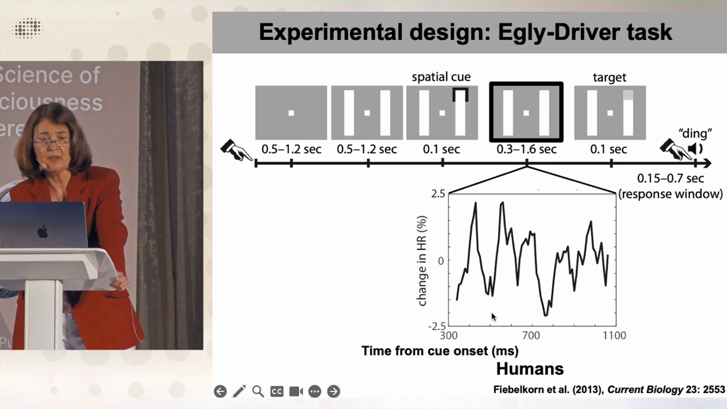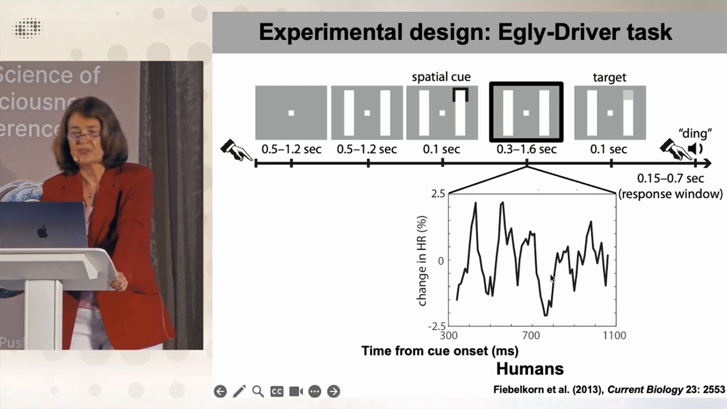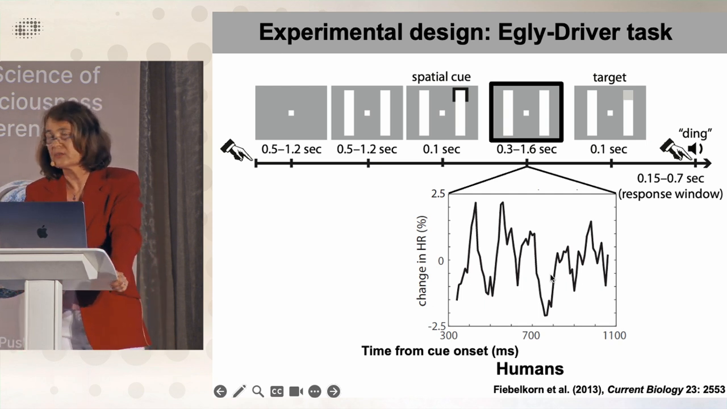So here we plot the behavior of our human participants as a function of this interval. Here we call it the cue target interval, or delay period, whatever you want to call it. So we plot this time here and then the change in performance on the y-axis. You see right away that there is a huge fluctuation in performance over time. So if you were to do this task right now, I could tell you exactly when you're good at it and when you're not so good at it.